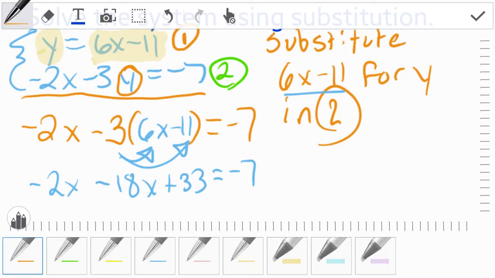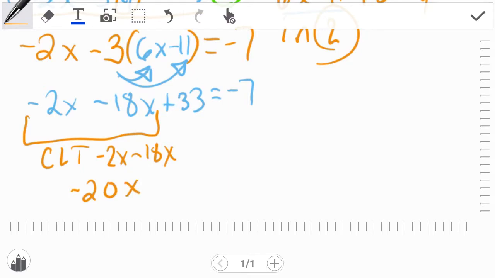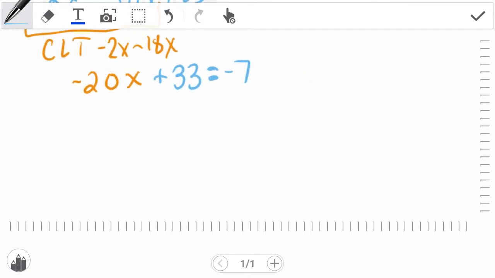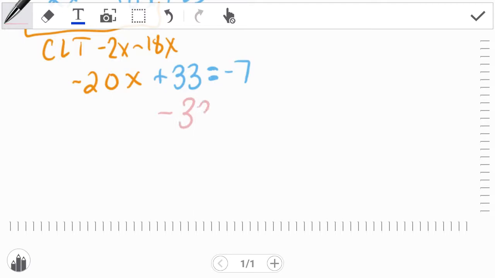Now, we are going to continue solving. Here we combine like terms, negative 2x minus 18x. Negative 2 minus 18 is negative 20, and keep the x. Bring down the plus 33 because we haven't done anything with that, and we get negative 7. All right, so we're going to continue solving. So I have my x alone now. There's no other x's, so that means I need to get rid of my non-x term on this side. So that means we're going to subtract the 33 from each side.